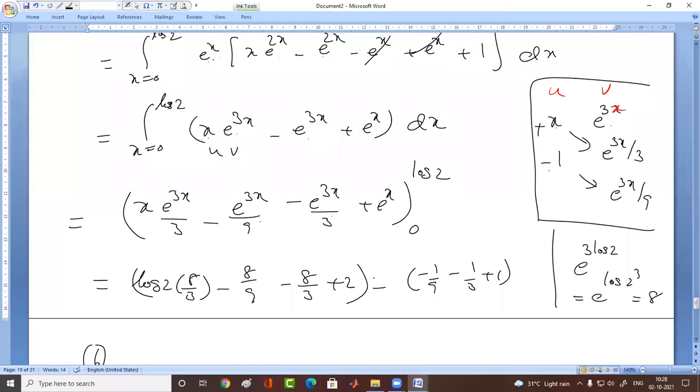Now upper limit log 2, put x equals log 2. So e^(3 log 2) is nothing but e^(log 2) whole cubed, that is 2 cubed, which is 8. This is 8/3, this is 8/9, and e^(log 2) is 2. Minus the lower limit: if you put x as 0, this is minus 1/9, minus 1/3, plus 1.